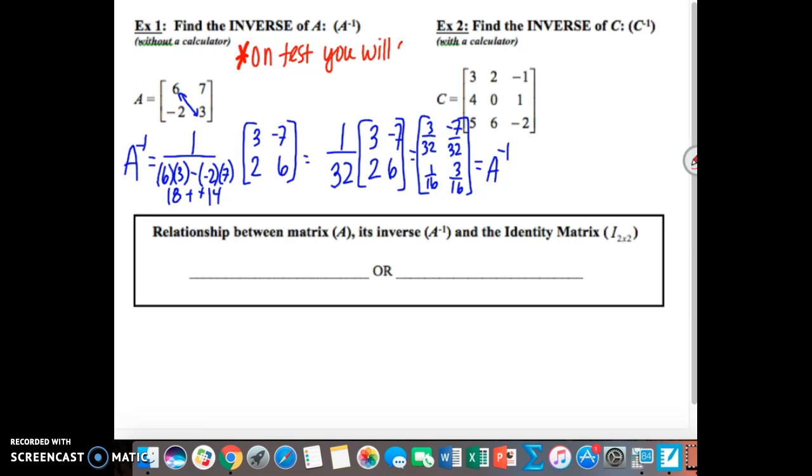You will only have to find the inverse of a 2x2.